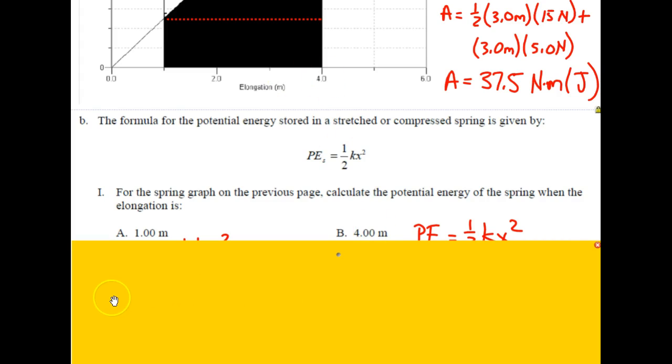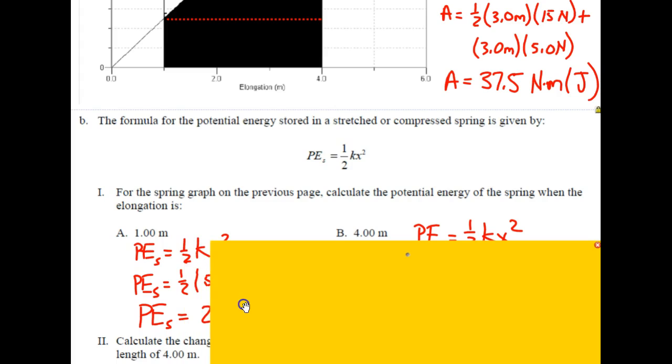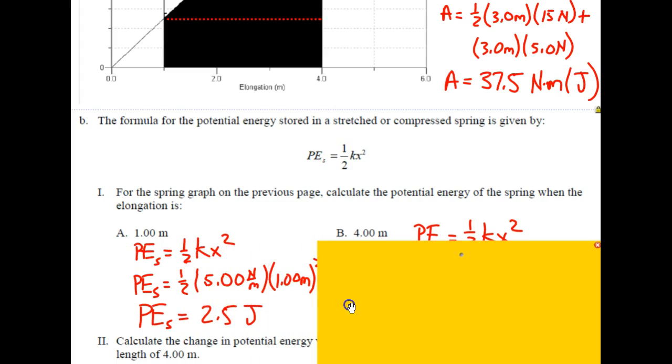All right, so for the 1 meter stretch, we'd set it up. PES equals 1/2 kx squared. 1/2, we were told up above, the spring constant is 5.00 newtons per meter. And the stretch from equilibrium is 1 meter squared. We go ahead and do the calculation here. 1 squared just stays 1. 1/2 of 5 is 2.5 joules.